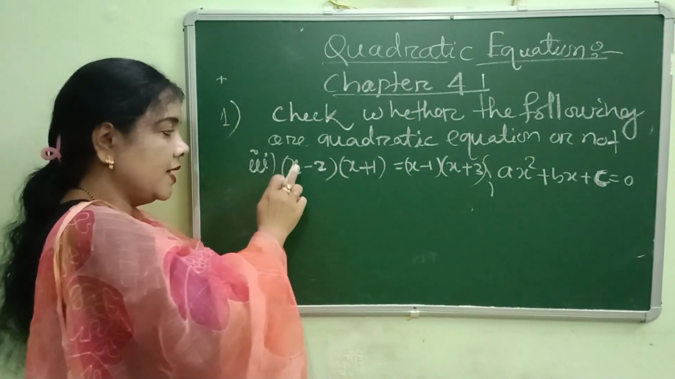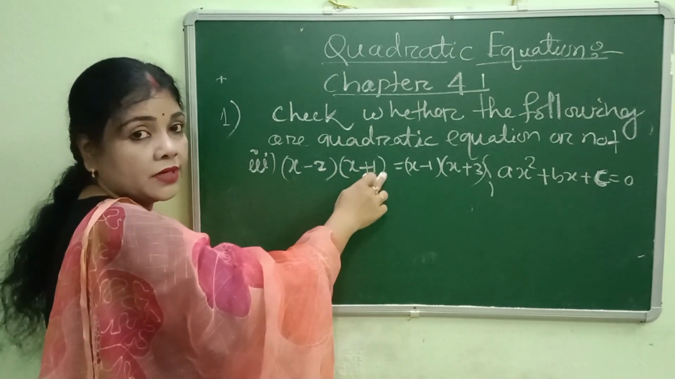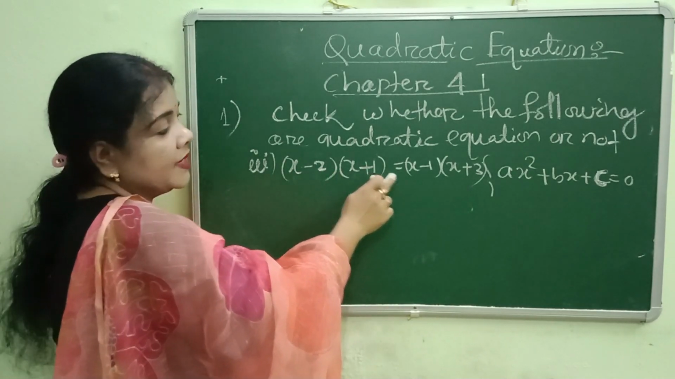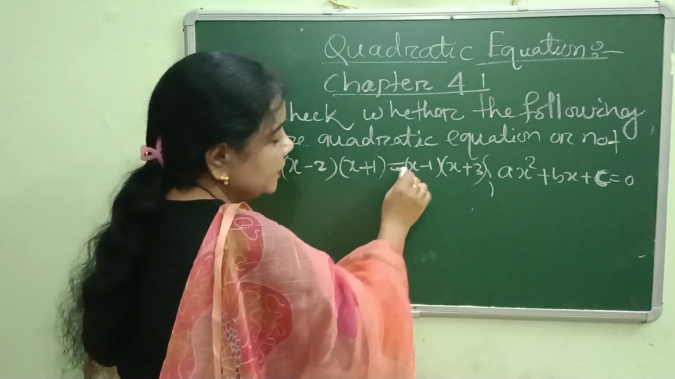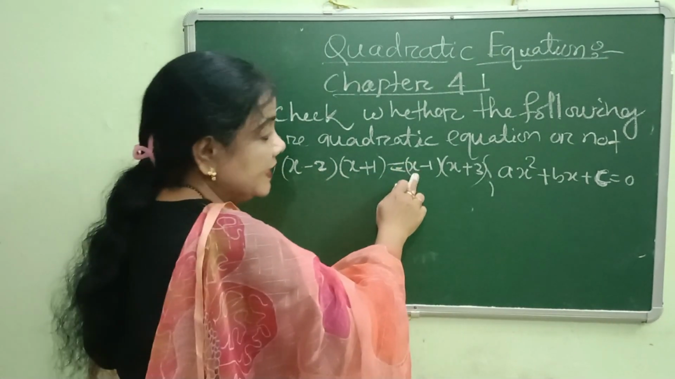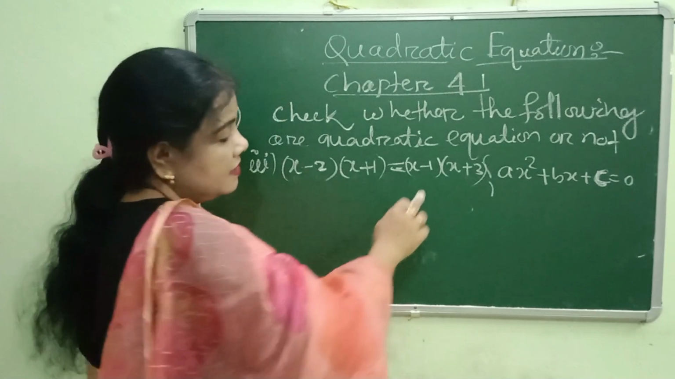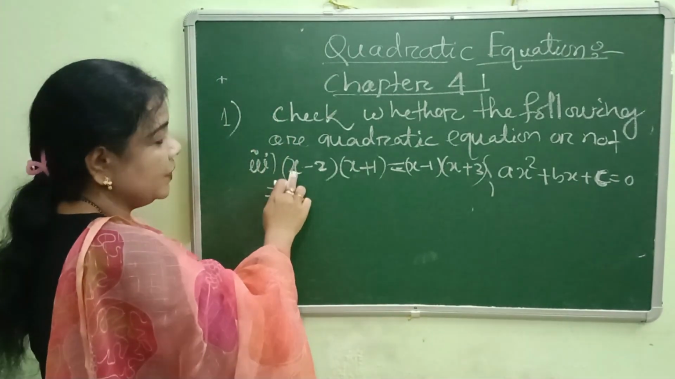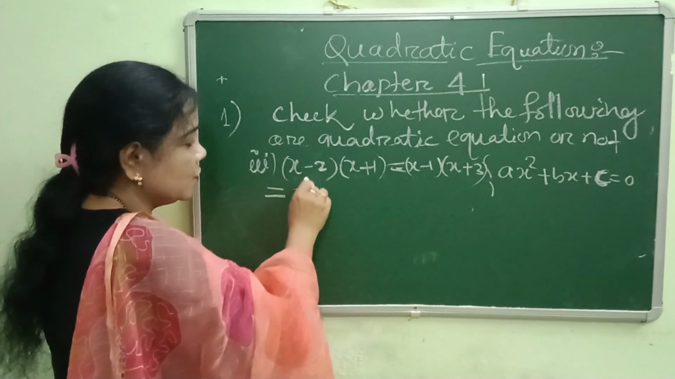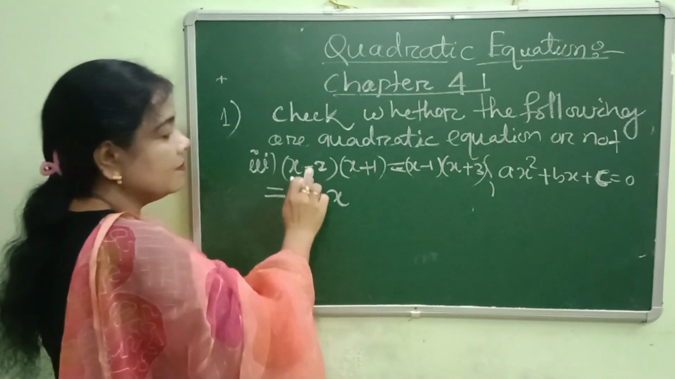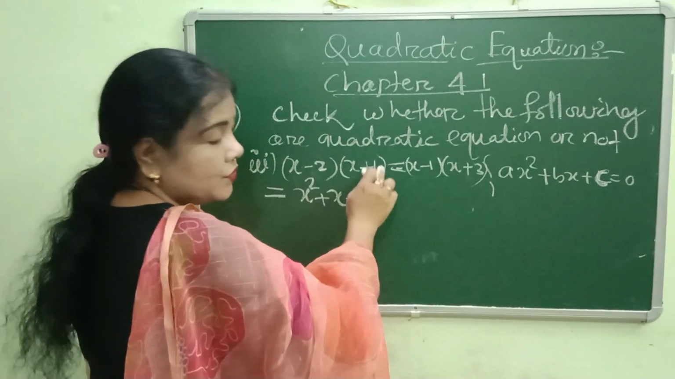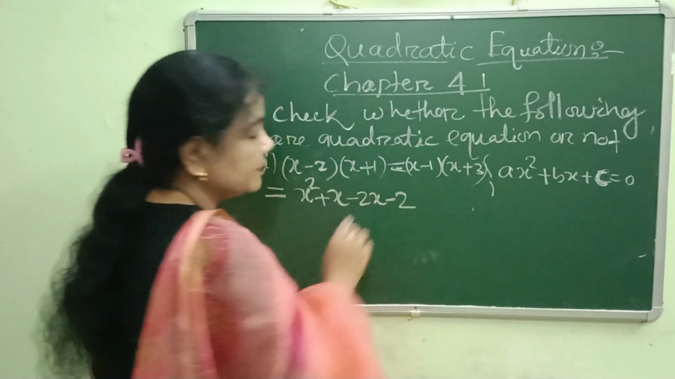That means we have to multiply x with x plus 1. Again we have to multiply minus 2 with x plus 1. Similarly in the right hand side, we also have to multiply x with x plus 3, then minus 1 with x plus 3. Now let us solve this. So x into x plus 1, that is x square plus x. Minus 2 into x, that is minus 2x. Minus 2 into 1, that is minus 2.